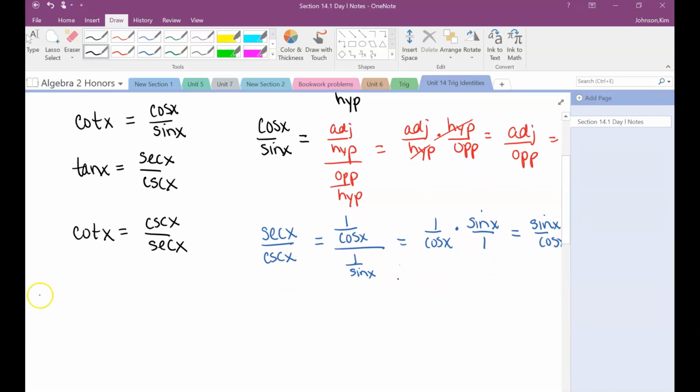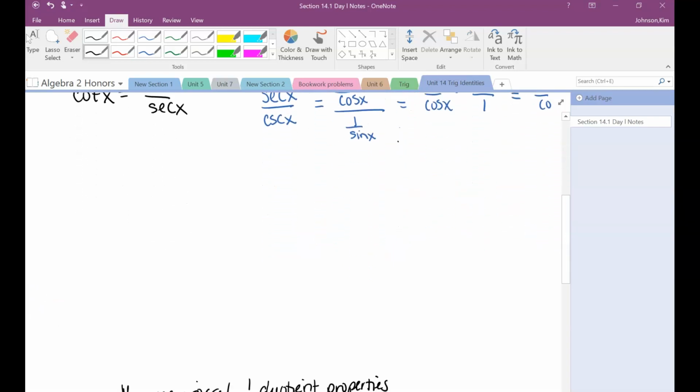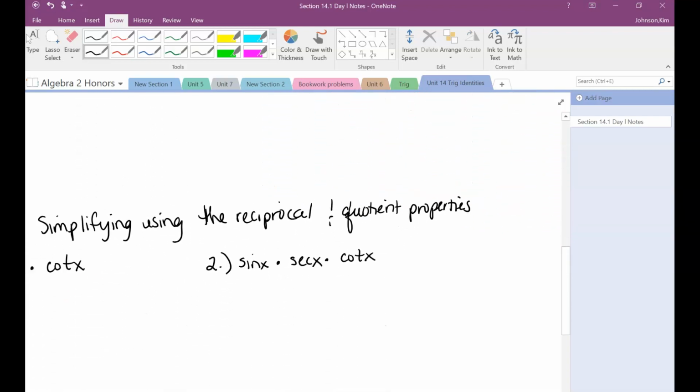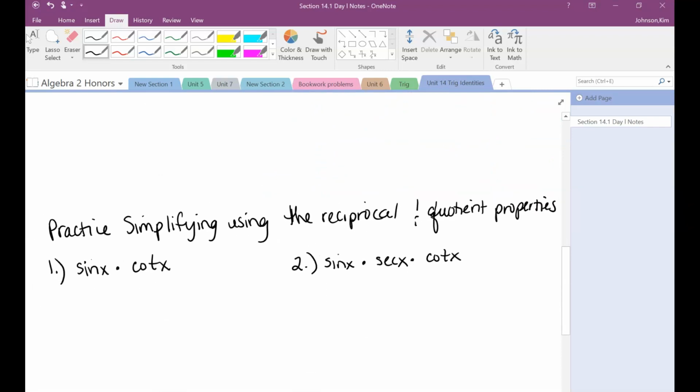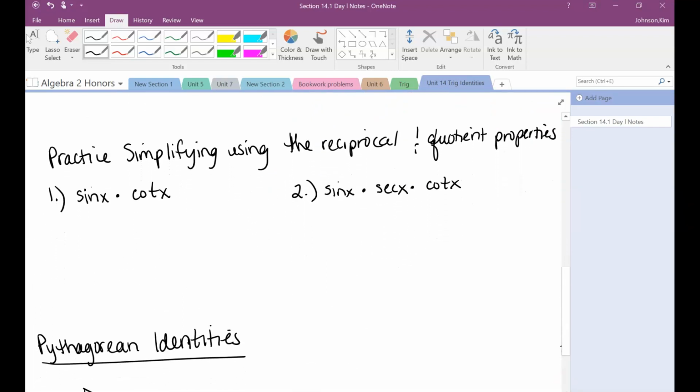Okay, now let's actually practice simplifying some of these. I have it down a little bit further. So your goal is to take problems 1 and 2, and you want to simplify both 1 and 2 into a single expression. So either a single trig function or a single number. You're only allowed to have one expression in your final answer. Go ahead and pause the video. See if you can manipulate these expressions.